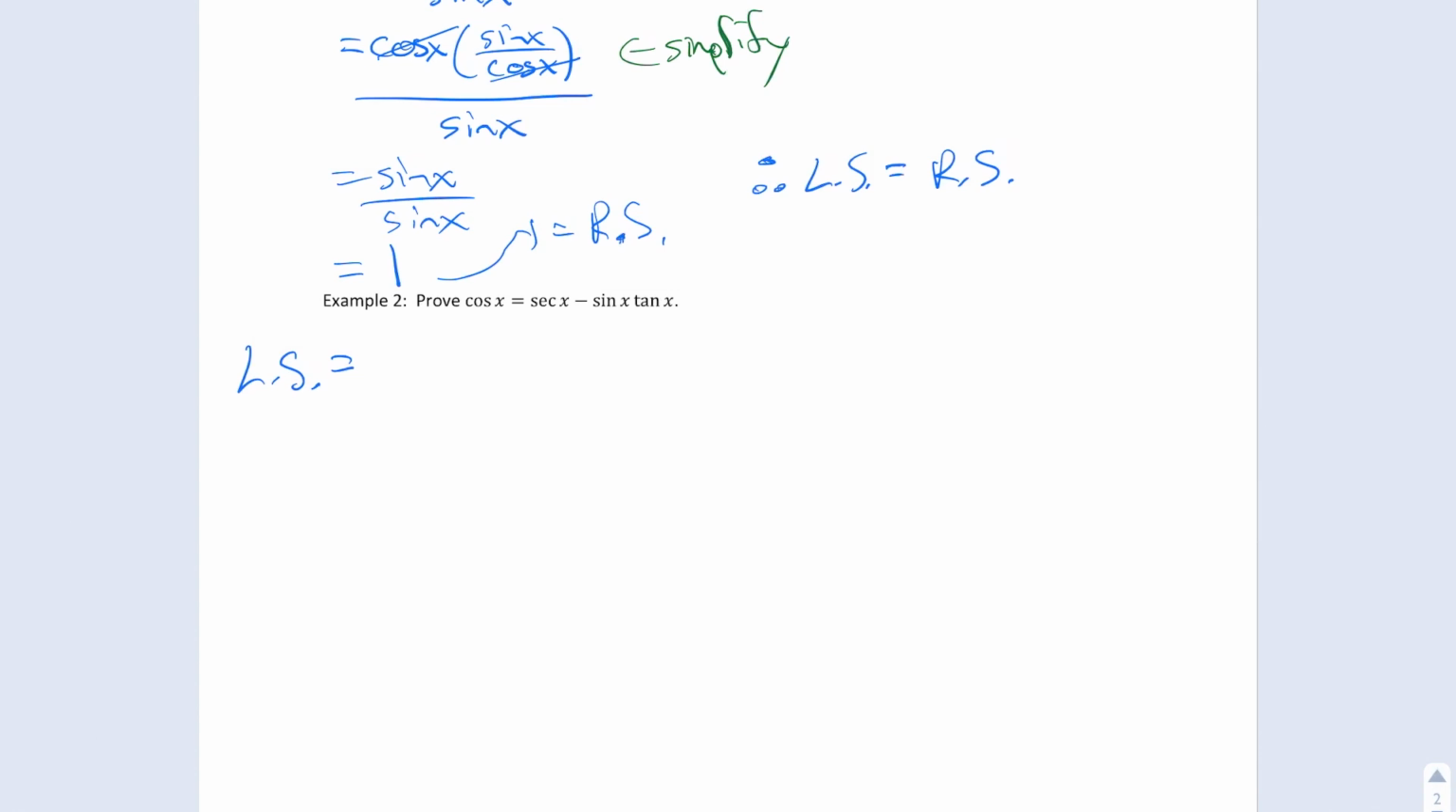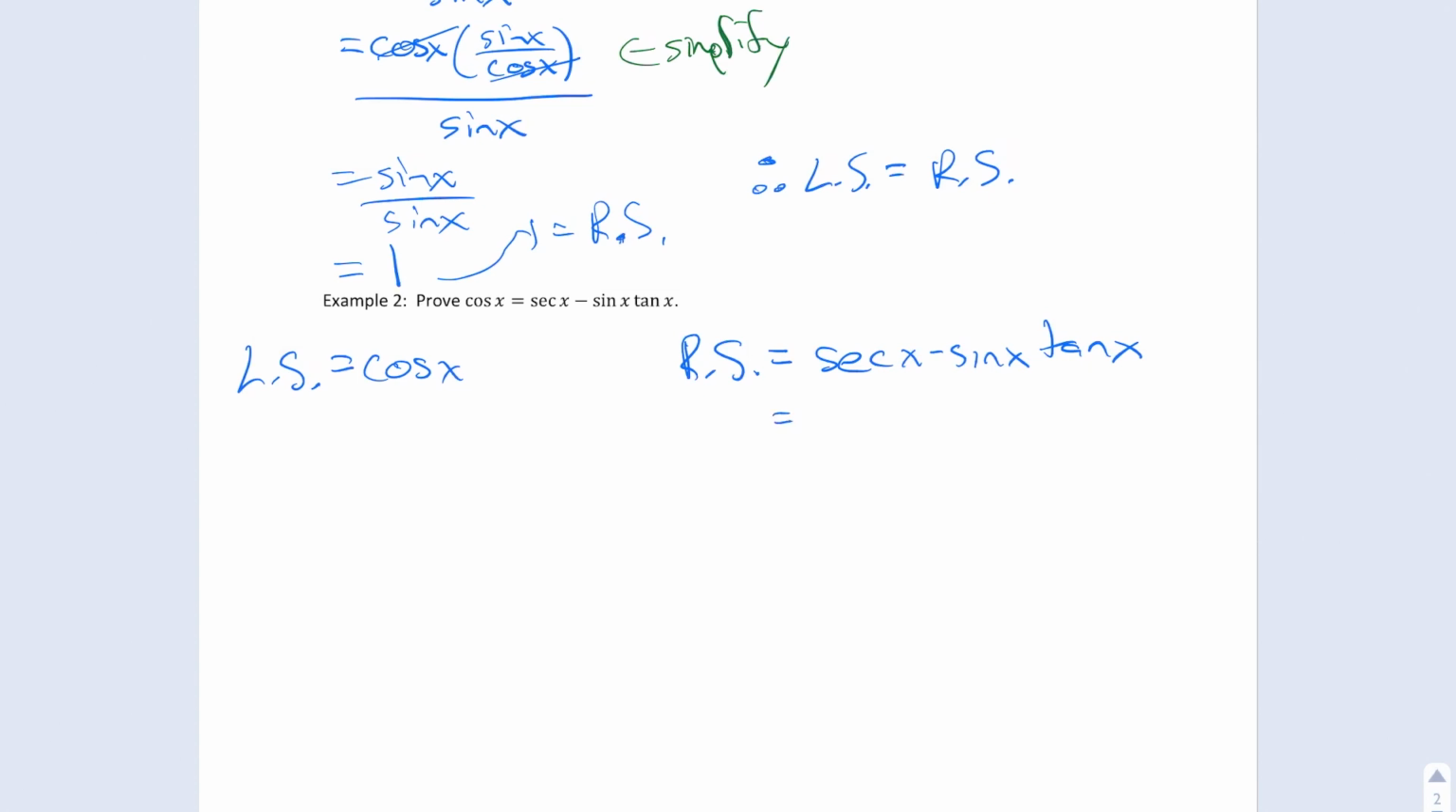Okay, next one a bit trickier. So again, we separate the two sides of the equation. So I say left side equals cos x, and then right side equals this thing. And if you want, you can try this out on your own. And this one's not too bad.